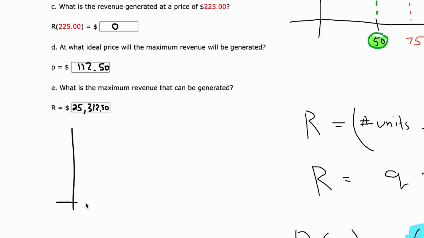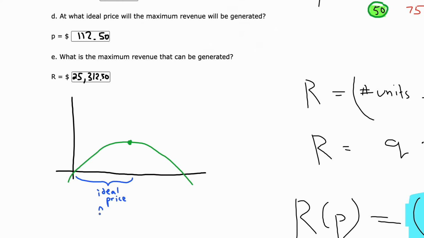So in this problem, when we graph the revenue, the horizontal location of the peak tells us the ideal price for maximum revenue, and the height of the peak will tell us what the maximum revenue is.